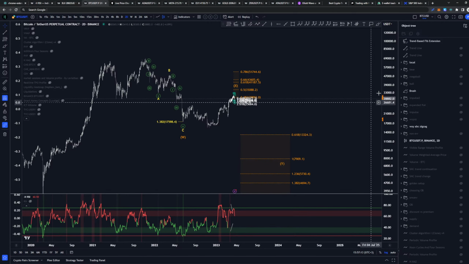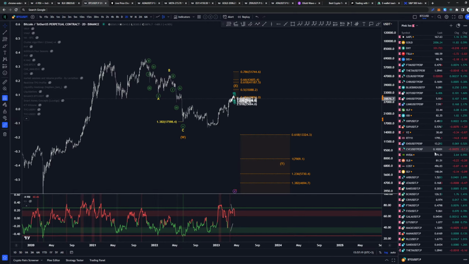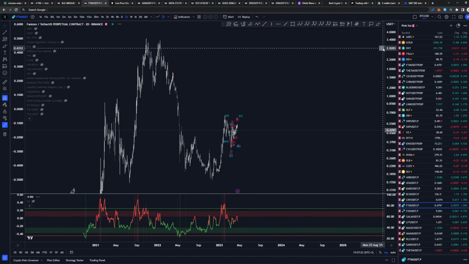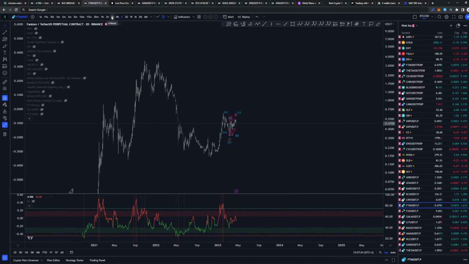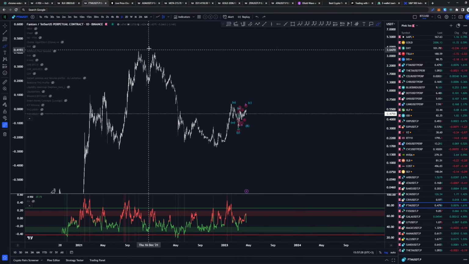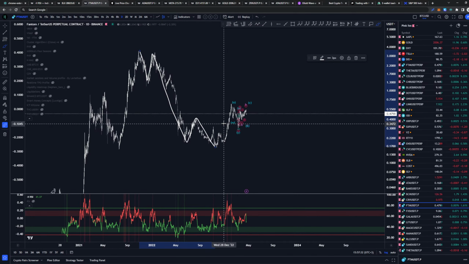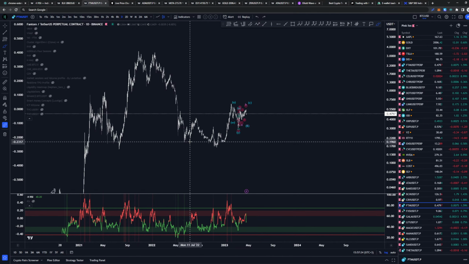We did go through ADA, so then Phantom, FTM. I was just looking at that as well. Again, macro picture, we came down very fast. There is a chance that this is indeed some kind of five-wave move here. So it's a bit scary.